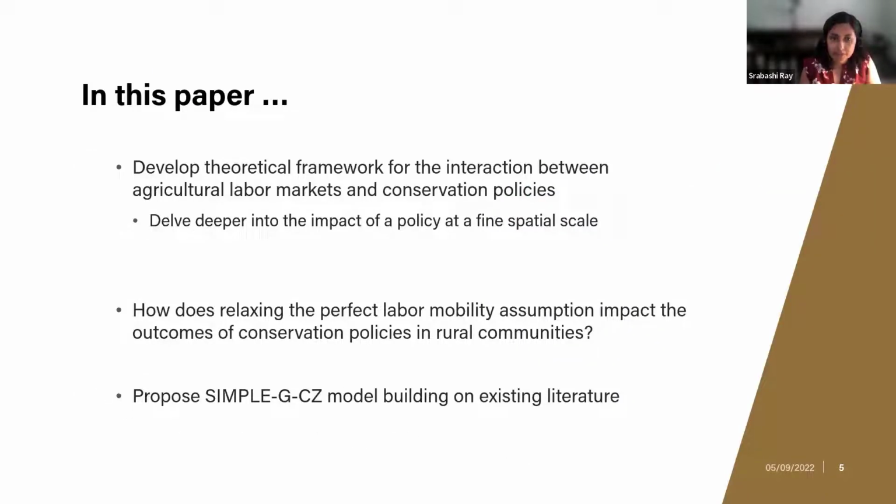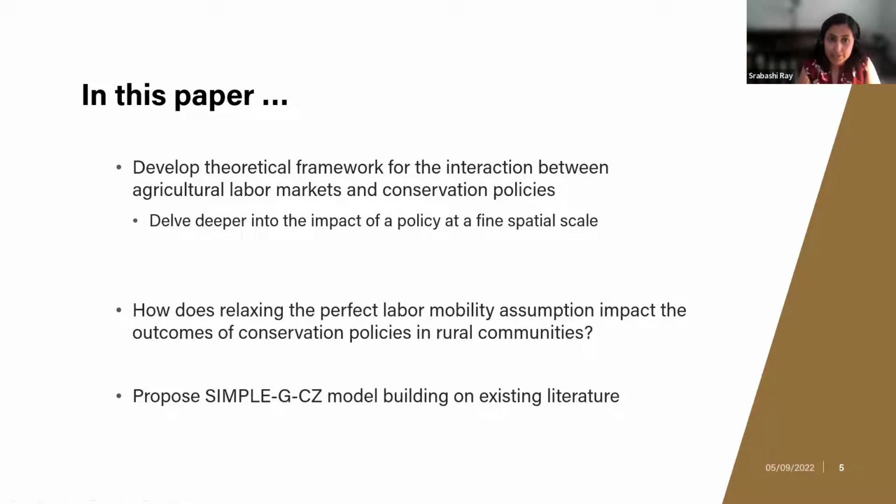So given that motivation, in this paper, we developed a theoretical model for the interaction between agricultural labor markets and conservation policies. And using this theoretical model, we can delve deep into the impact of conservation policies at a very fine spatial scale. In this paper, we look at a 5 arc-minute spatial scale, because that is the standard in several IAMs, but it can be defined as whatever is suitable to the researcher.